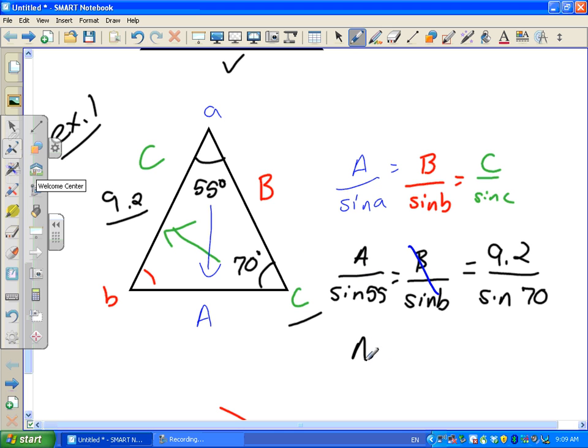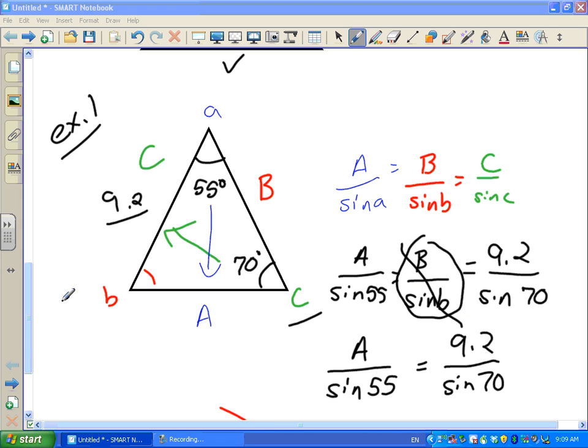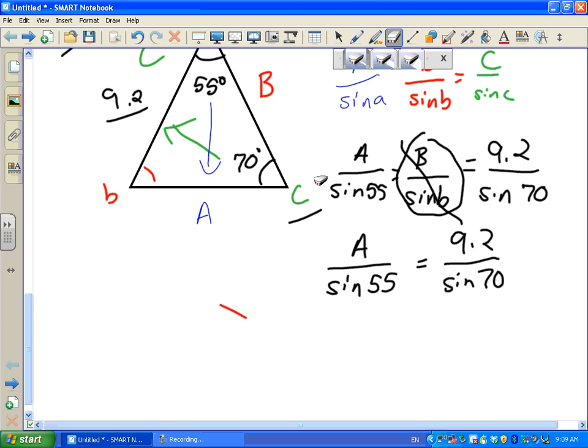So our next line, A over sine 55 equals 9.2 over sine 70. Okay? So I've dropped this one from the equation. It's not important. It's not going to help us solve for side A.